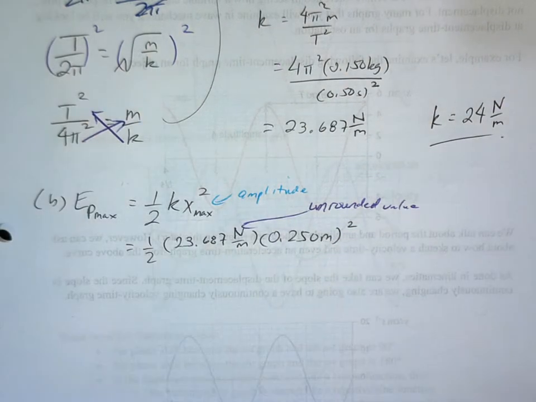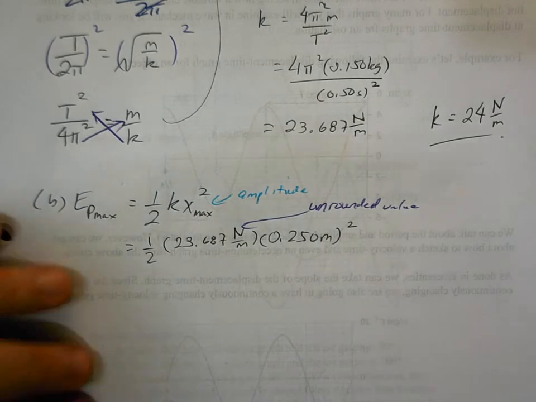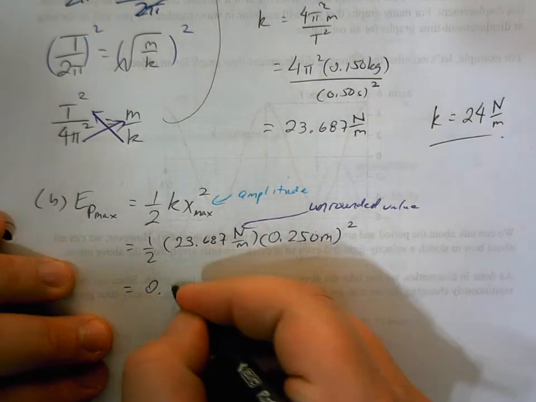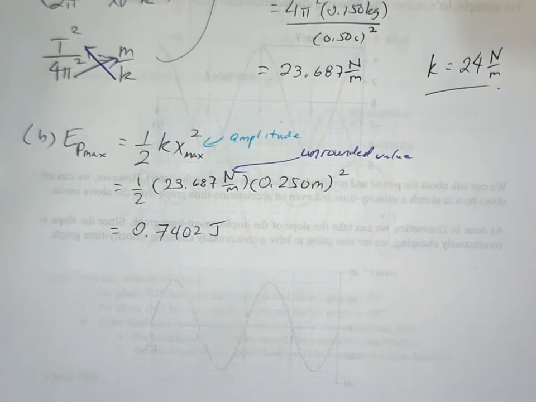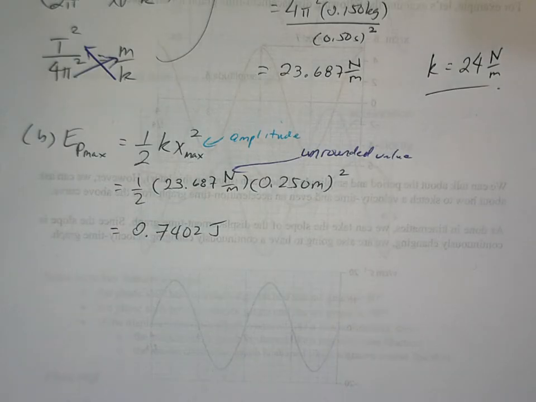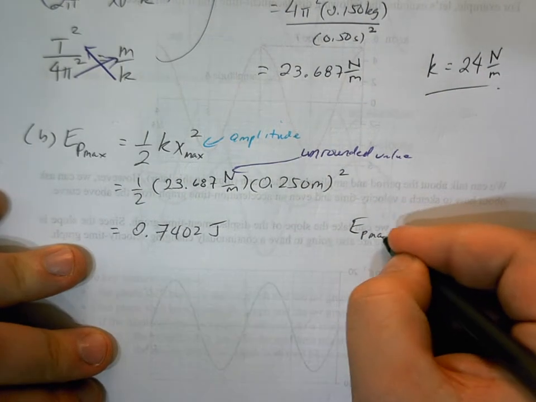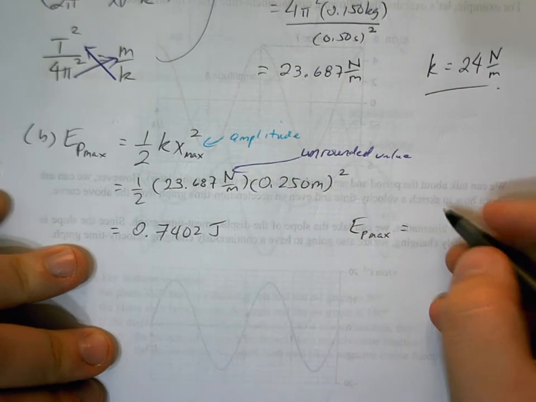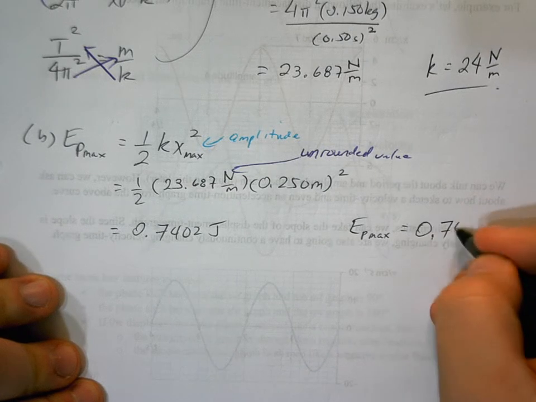So I'm going to multiply that by 0.52 squared. What that's going to do is give me about 0.7402 joules, taking some extra sig digs. But again, if I want to actually apply my rules of sig digs for answering the question, we could say that the maximum potential energy, or the spring potential, is about 0.74 joules.